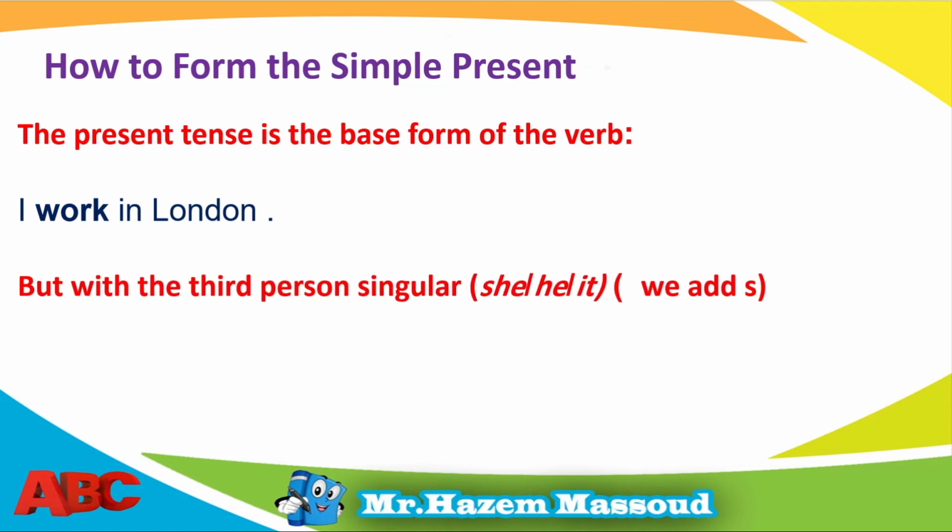But with the third person singular, she, he, it, we add the letter S. So when the subject is third person singular, I add the letter S to the verb. For example, she works in London. So look here, the subject is a third person singular, so I add the letter S to the verb.